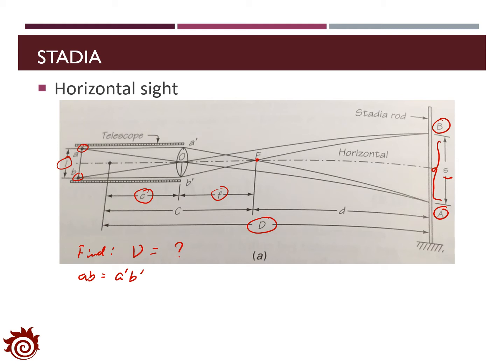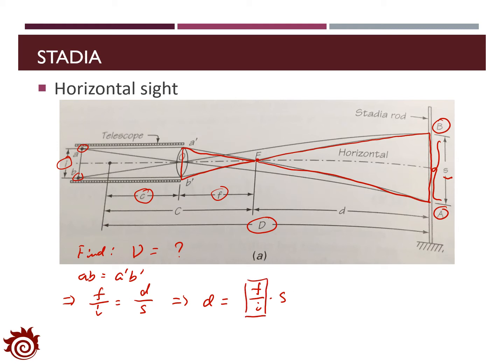Also, due to the principle of similar triangles, we can get f over i is the same as D over s. So we assume that these two triangles are similar to each other. And with that, we can derive that D equals f over i times s. Here, letters f and i are all features of the instrument. So we can assume that the value of f over i is a constant and it's a feature provided by the instrument. So letter D equals K times s.